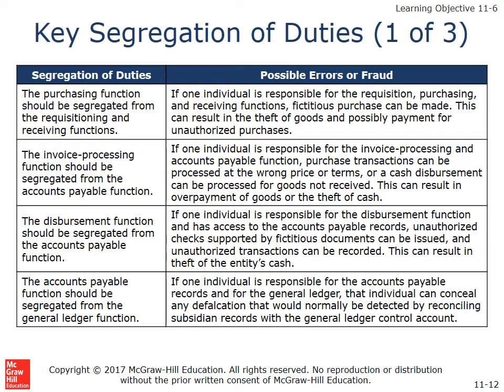The accounts payable function should be segregated from the general ledger function. So if one person is responsible for the general ledger and the subsidiary accounts payable records, they can conceal something that would have been detected by reconciling the records from the accounts payable subsidiary ledger to the general ledger control account.